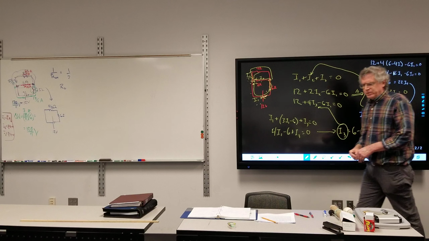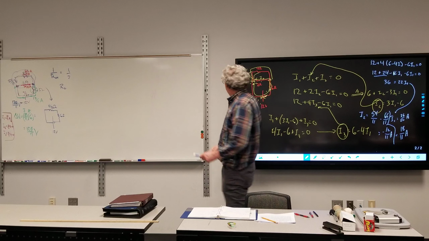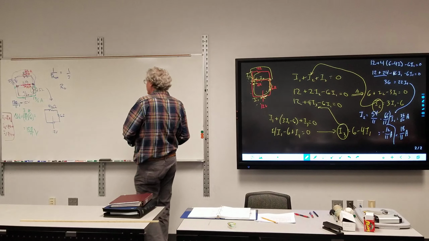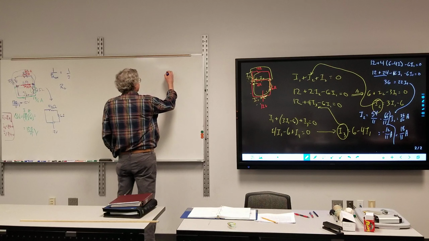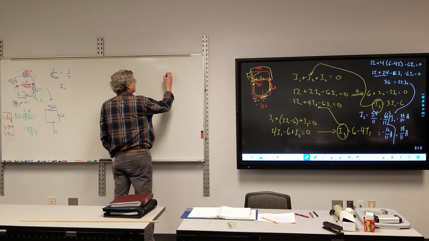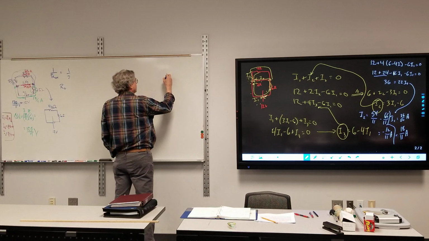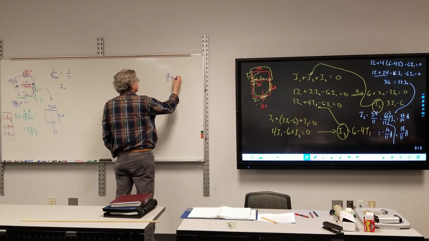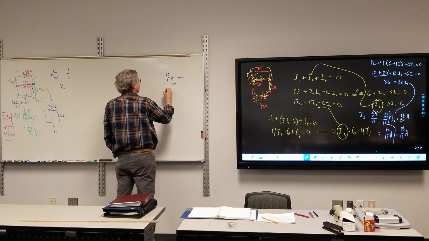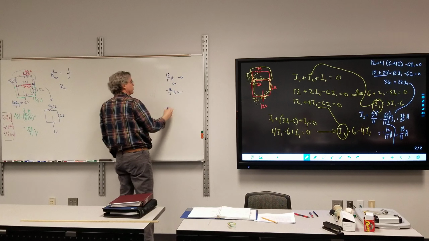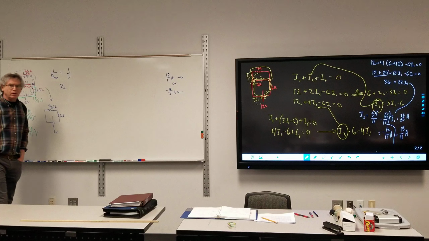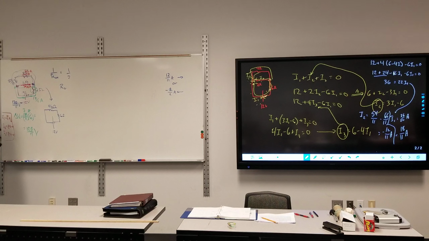So if I ask you explicitly, what is the current flowing through resistor 2, you could answer the current flowing through resistor 2 is 12/11 amperes to the right, or negative 12/11 amperes to the left. Those are equivalent answers.